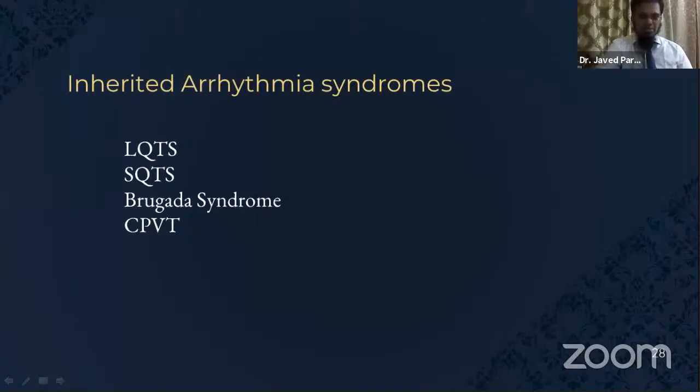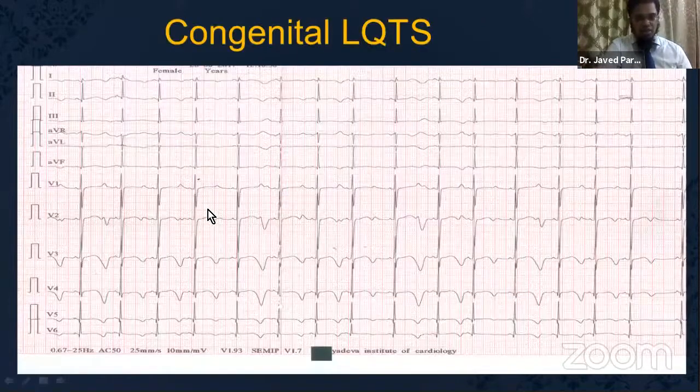So we'll see the examples of each. This is a patient with multiple episodes of syncope and is a young patient. What is striking here is that the QT interval is very much prolonged. And also, if you see in V1, you see the T wave alternans, that in every alternate beat, the T wave morphology is changing, a very high predictor for torsades.